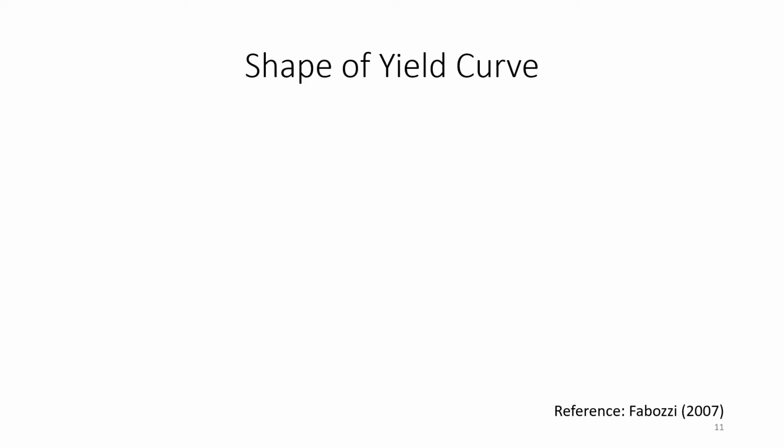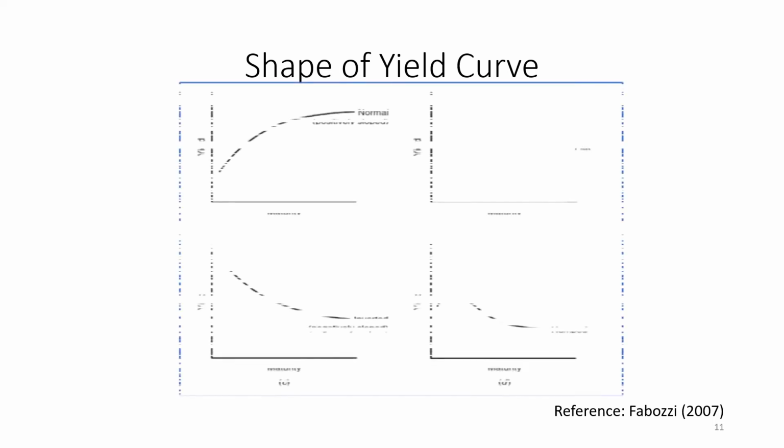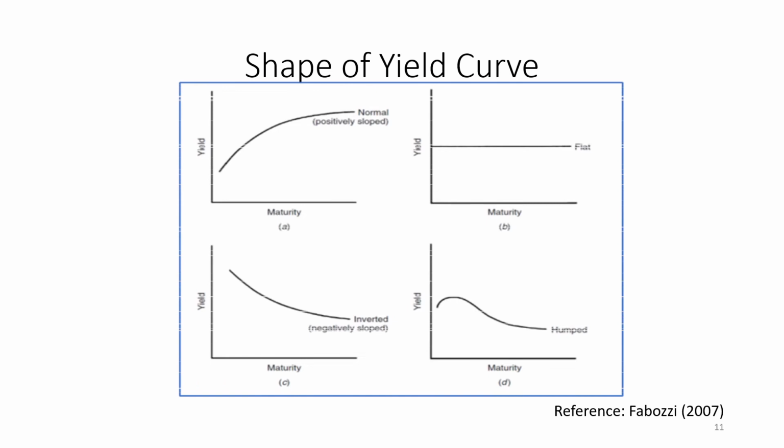The yield curve may take different shapes at different points in the economic cycle. Four shapes of yield curve have been observed.